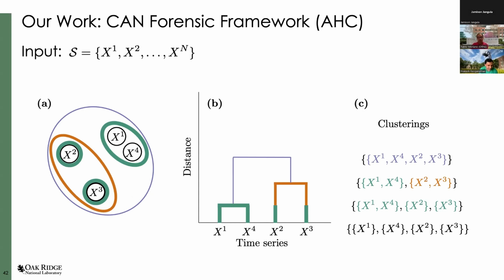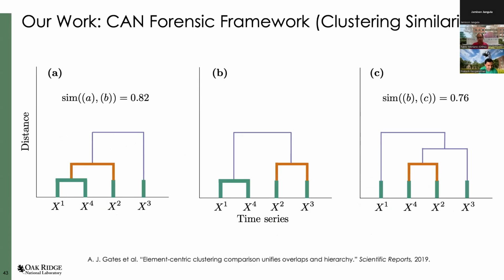With that notion, once we build these dendrograms of the time series, we are able to compare how similar those dendrograms are using a very nice method from this paper. This method tells you how similar dendrograms are. It produces a number between 0 and 1, where 1 is more similar. Here, for instance, A and B are more similar than B and C. You can see visually why that is the case.